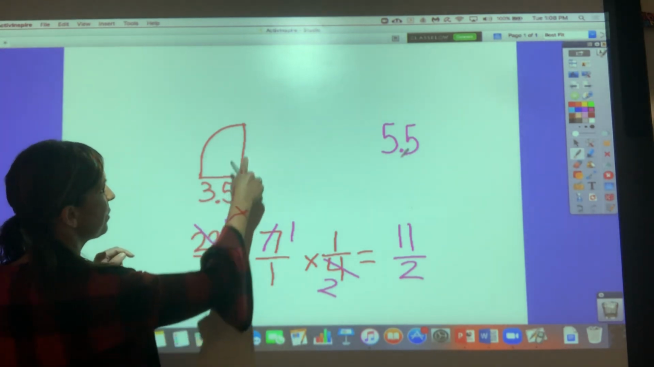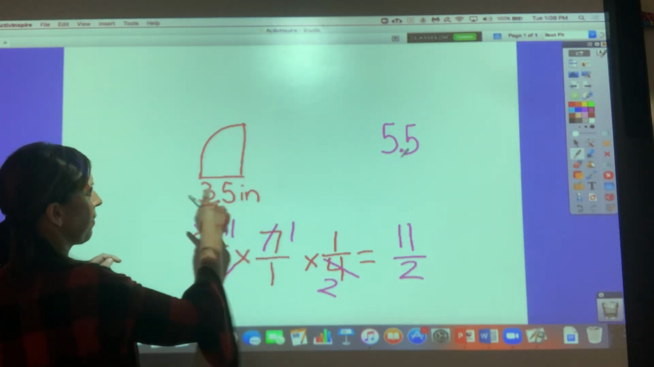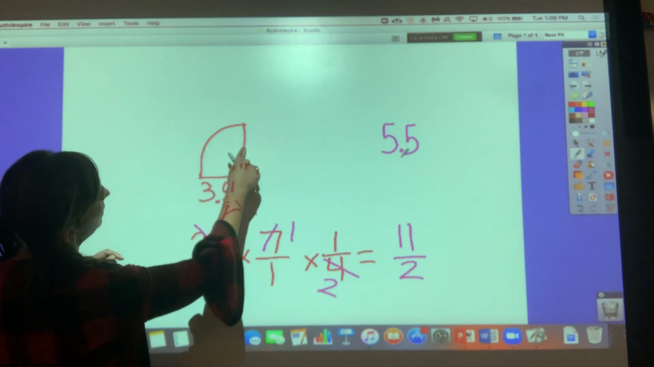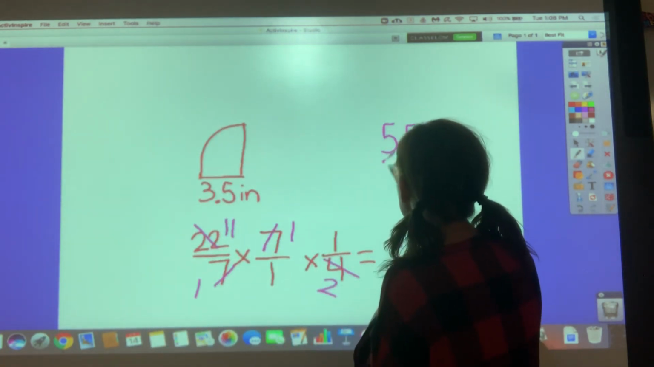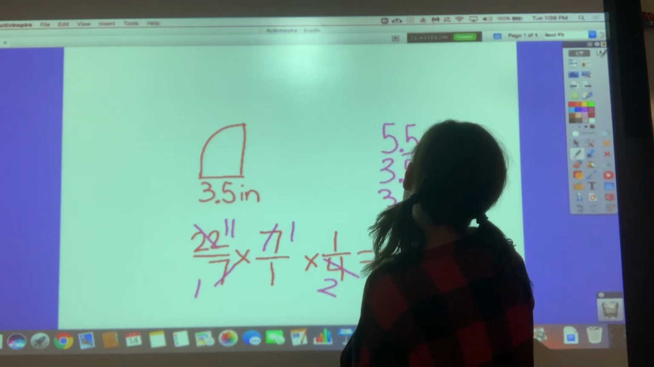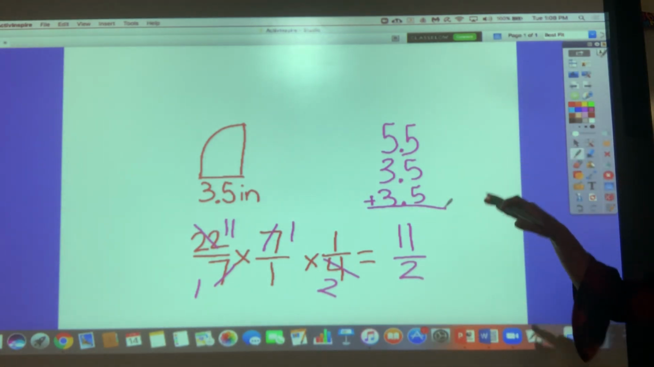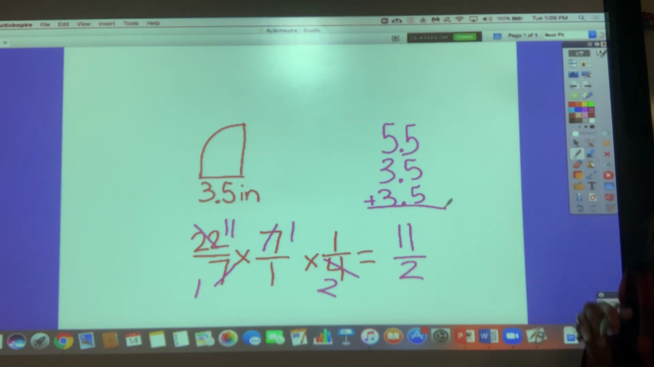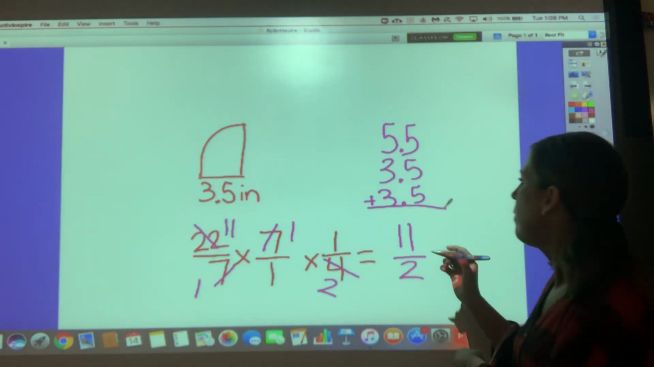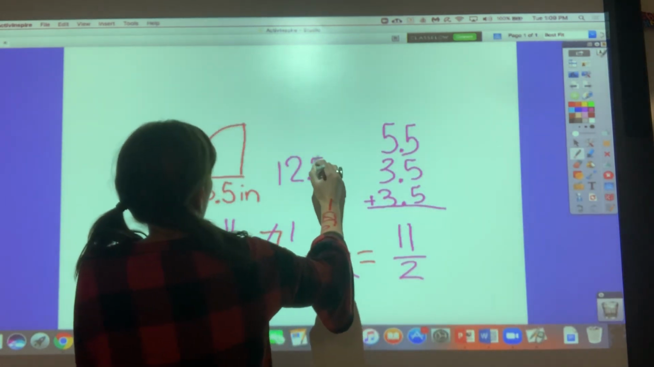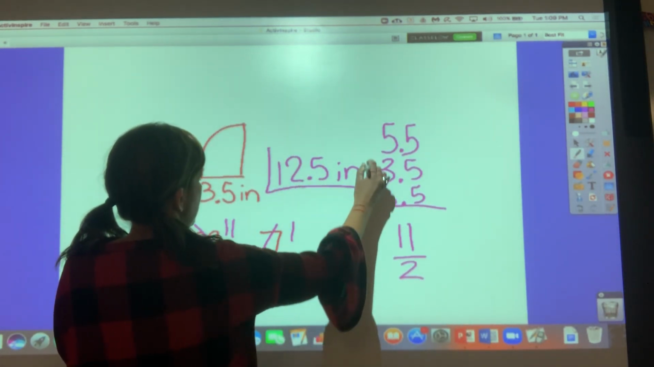So we still need to add these other 2 parts back to it to find the distance around the entire thing. So this is 3.5, and so is this. So we have 2 3.5s. You could go ahead and write 7, or you could write 3.5 twice. Either way, we're going to add the curved part and then add the 2 straight parts to it to find the distance around the quadrant. So let's see what we would get. Hopefully you got 12.5 inches for the distance around the quadrant.